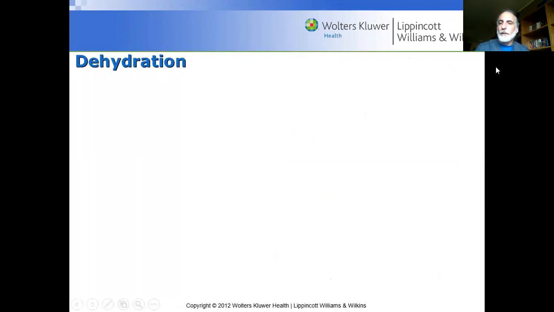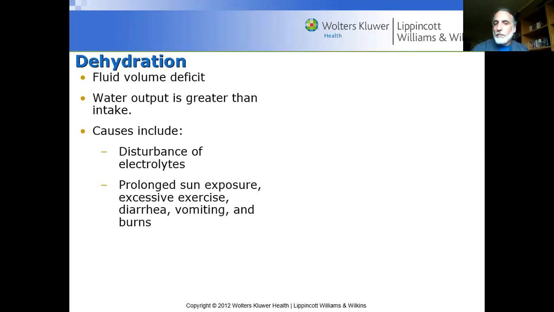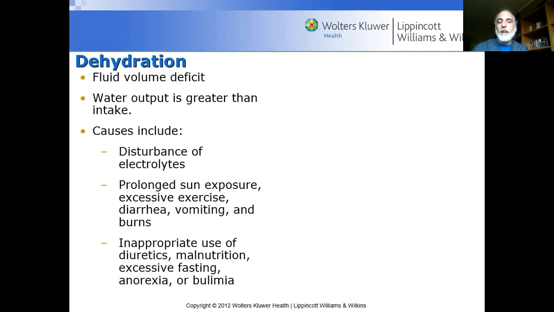Dehydration. Let's see. So with dehydration, we have a fluid volume deficit, meaning we don't have sufficient fluid volume. Right? It was here, now it's down here. Dehydration. Water output is greater than the intake. Causes may include one or all: disturbance in electrolytes, prolonged sun exposure.